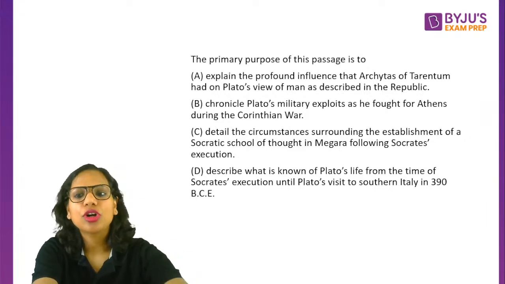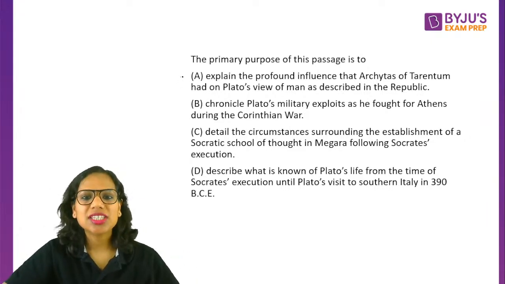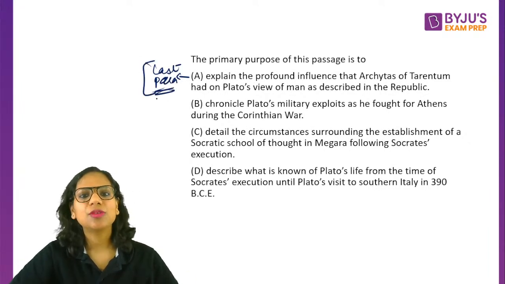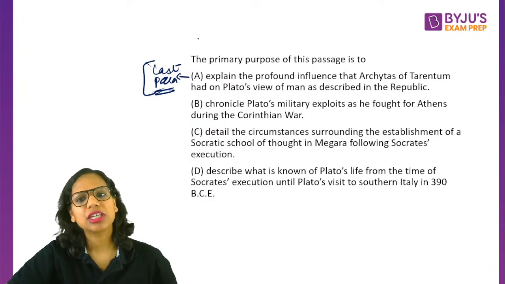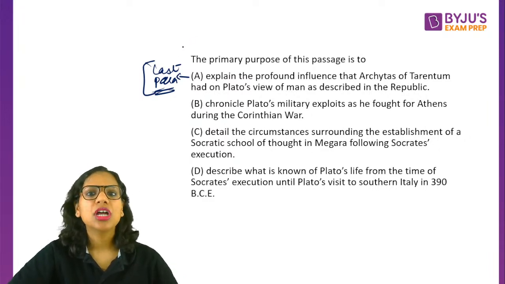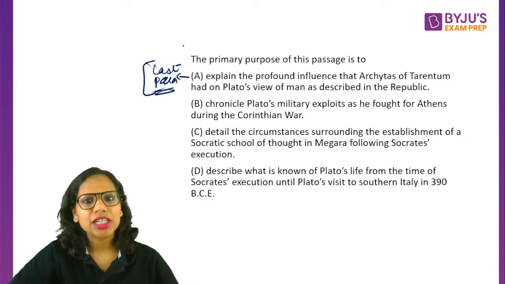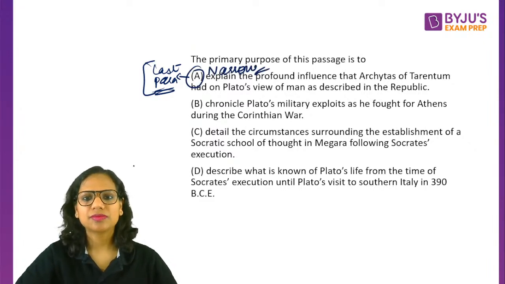Now, why not A? Because a lot of you have said A. Isn't A just the last paragraph? It is just the last paragraph, not the entire passage. The entire passage talks about so many more things: the visit to Egypt, the fight in the Corinthian War, the setting up of the school, the writing of various works. So, no, A is too narrow to be the primary purpose of this passage. D is the answer. Okay. Describe what is known of Plato's life from the time of Socrates' execution until Plato's visit to southern Italy in 390 BCE.